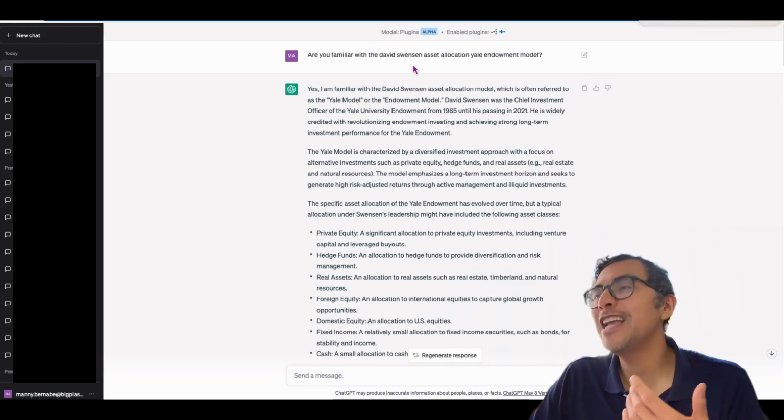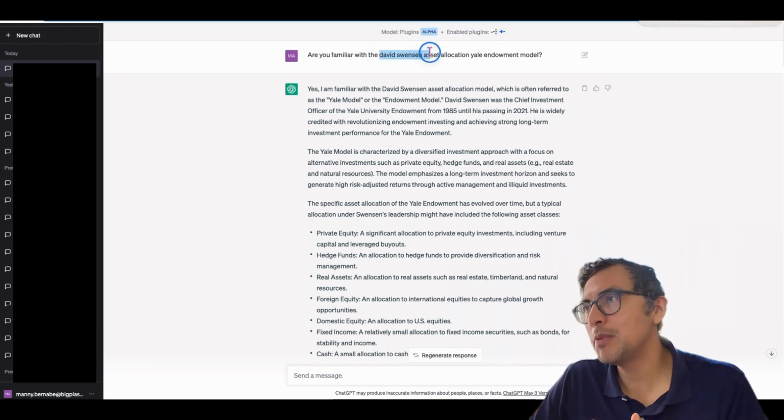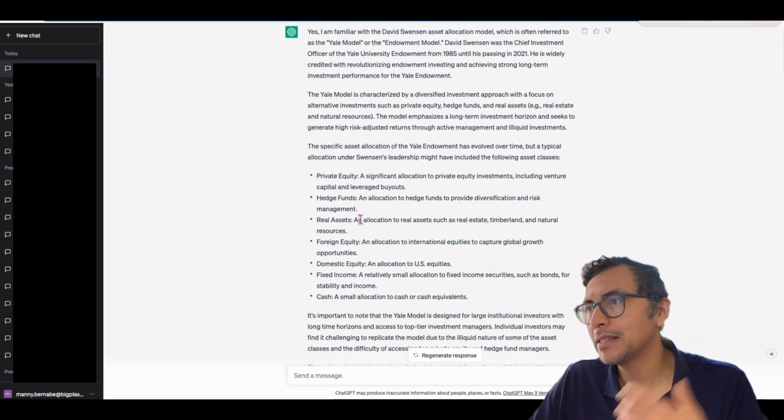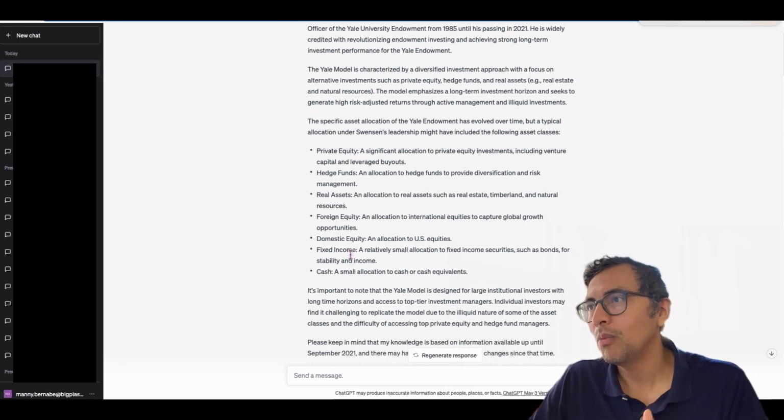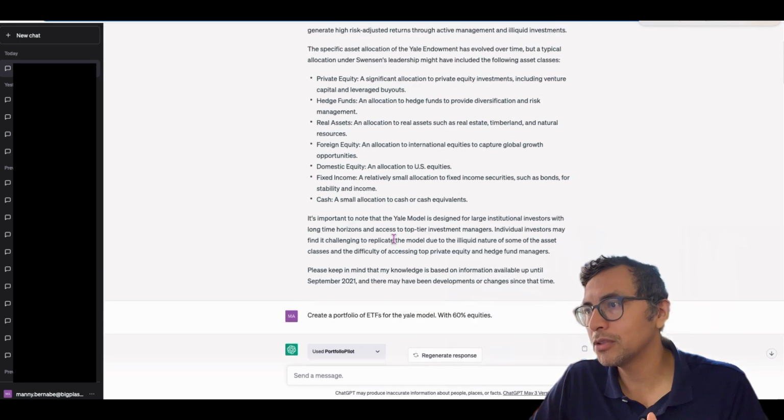Okay, so the first thing I asked is whether or not ChatGPT was familiar with the David Swensen allocation model. This is a famous portfolio allocation model that's pretty well known, and it comes back and says, yes, I'm fairly familiar with this allocation. It even gives me a nice little summary here.